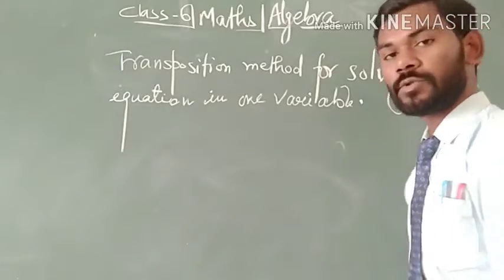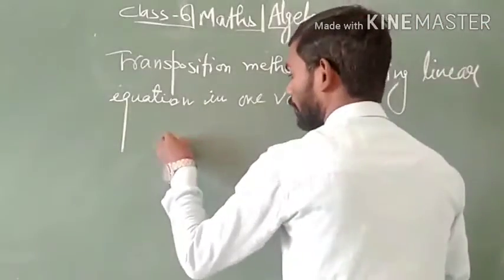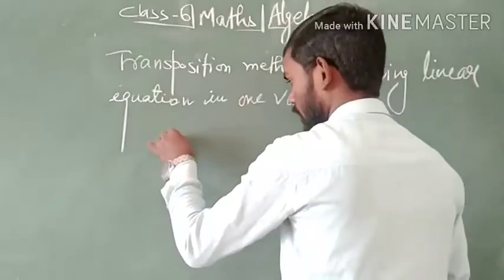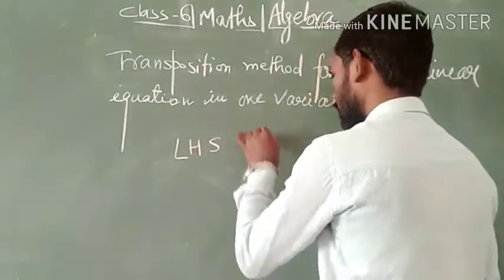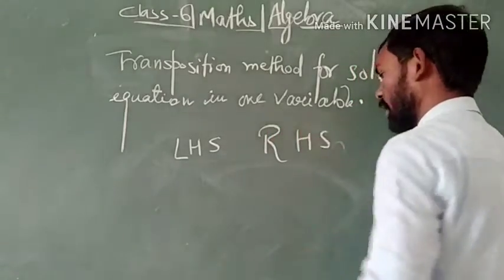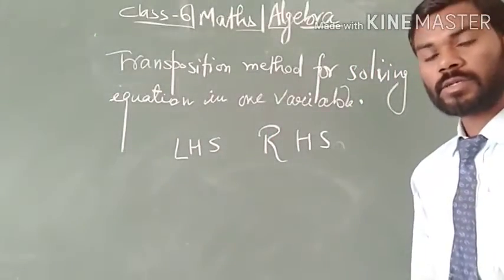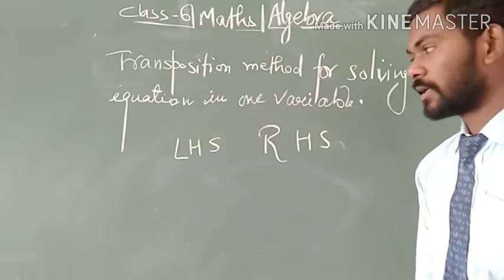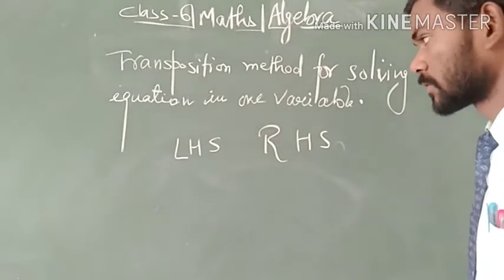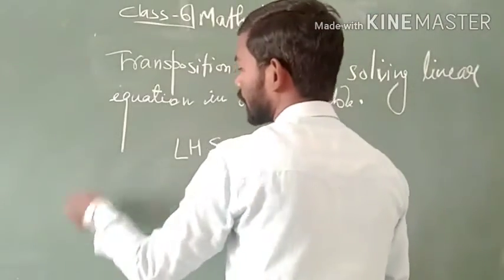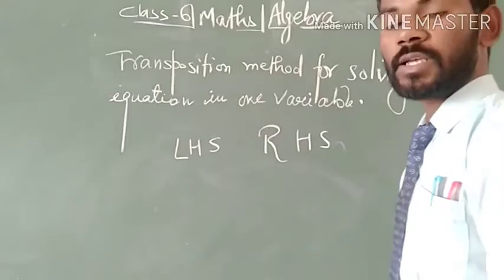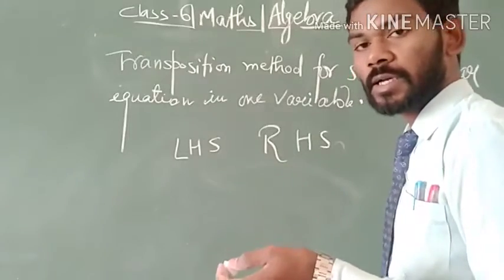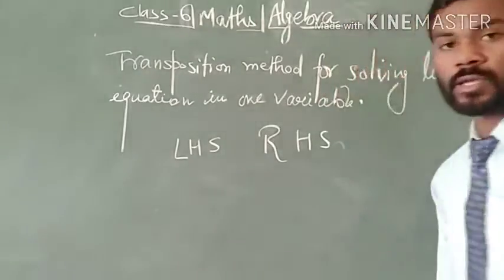Students, as we know that every equation has two parts, that is left hand side and right hand side. Okay, every equation has two parts, left hand side and right hand side. So when we transpose, or when we change the position of a term present in the equation from either side, then we have the following conditions.